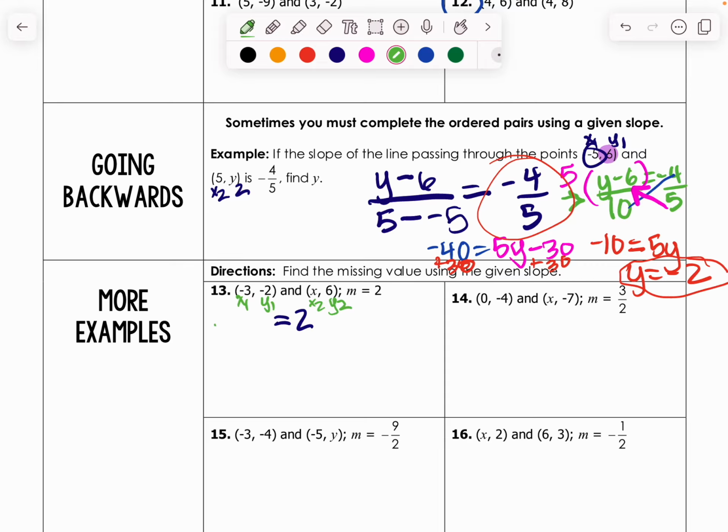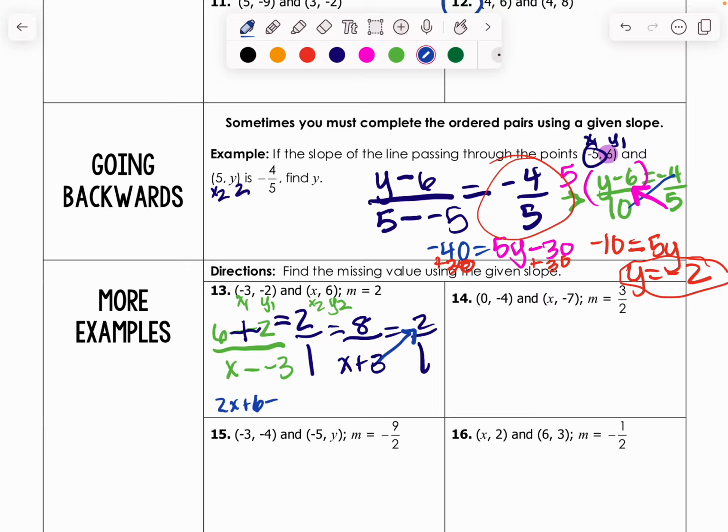So I'm going to do y2, which is 6, minus a -2, all over x minus a -3. And remember, this 2 is over 1. So I can simplify that to 6 plus 2, which is 8, over x plus 3, which equals 2 over 1. We cross multiply, so here I'll get 2x plus 6 equals 8. I minus 6, 2x equals 2, so x equals 1. And I found my missing variable.